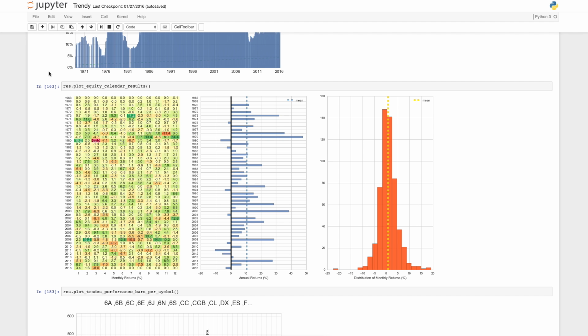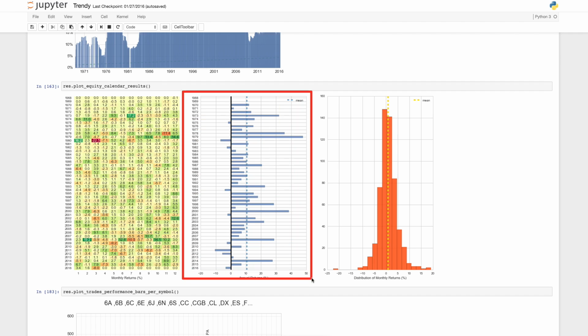So here's the results per month that we can look at. Some really bad months, like for example in 1980. Some really good months, like 2008 for example, which was right in the financial crisis. But overall, the results have been pretty stable, as you can see.